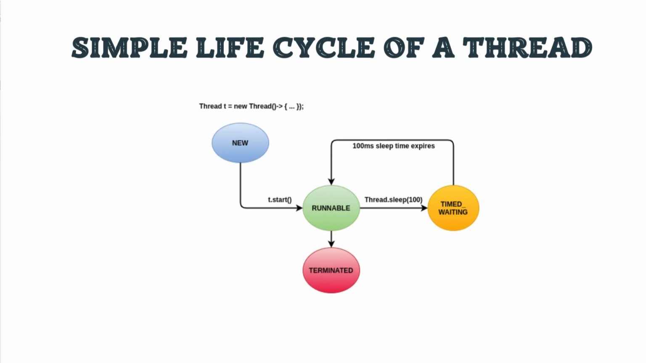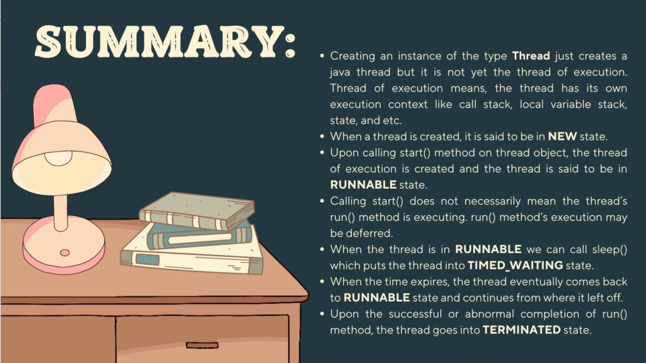So the summary of this video is: creating an instance of the type Thread just creates a Java thread object, but it is not yet a thread of execution. A thread of execution means the thread has its own execution context, like call stack, local variable stack, state, etc. When a thread is created, it is said to be in the new state. Upon calling the start method on the thread object, the thread of execution is created and the thread is said to be in the runnable state. Calling the start method does not necessarily mean the thread's run method is executing. Run method execution may be deferred.